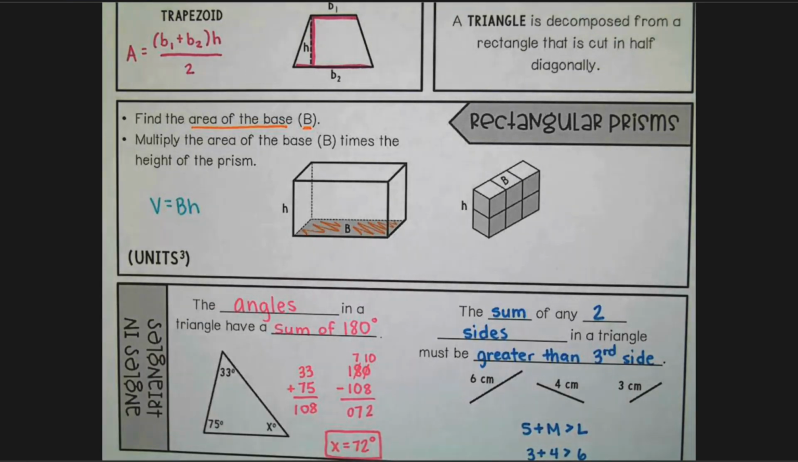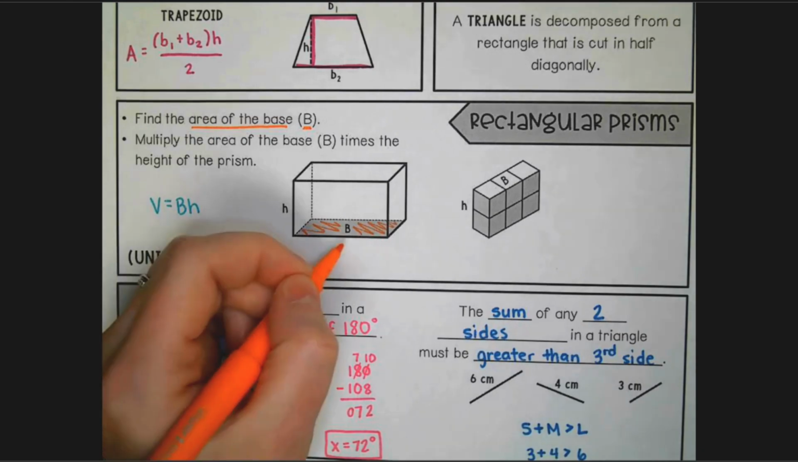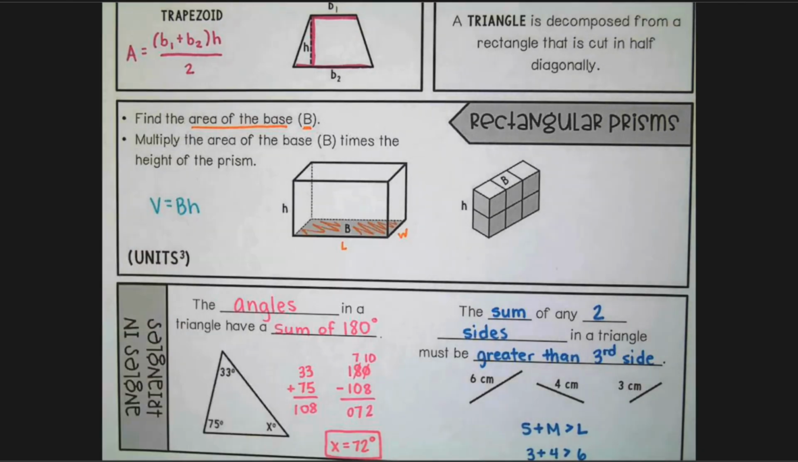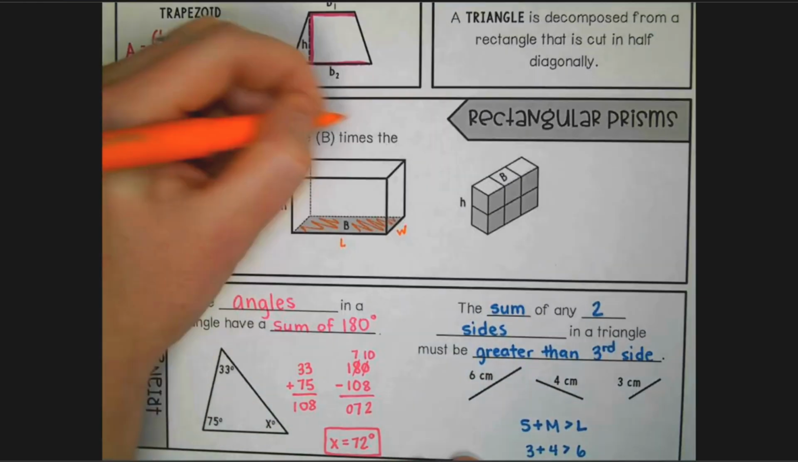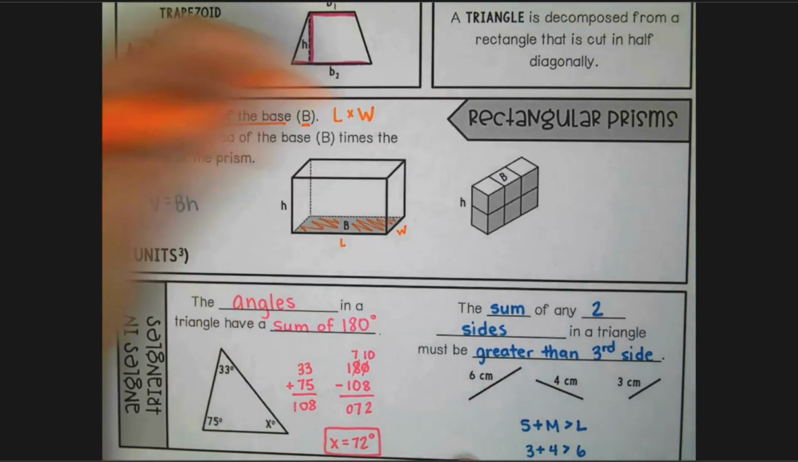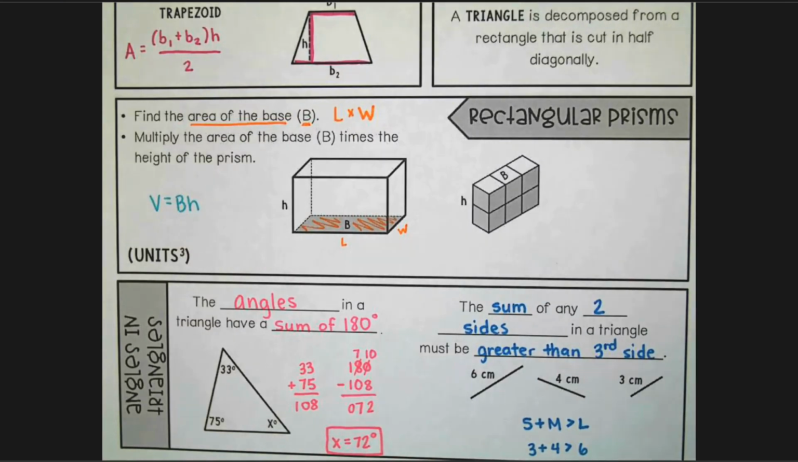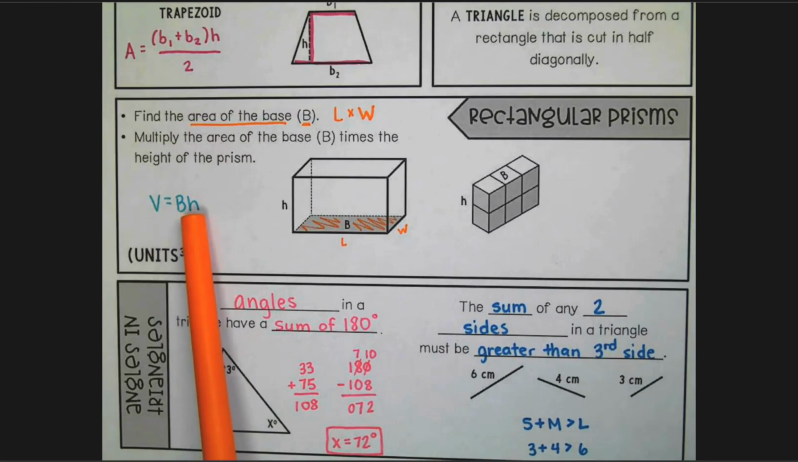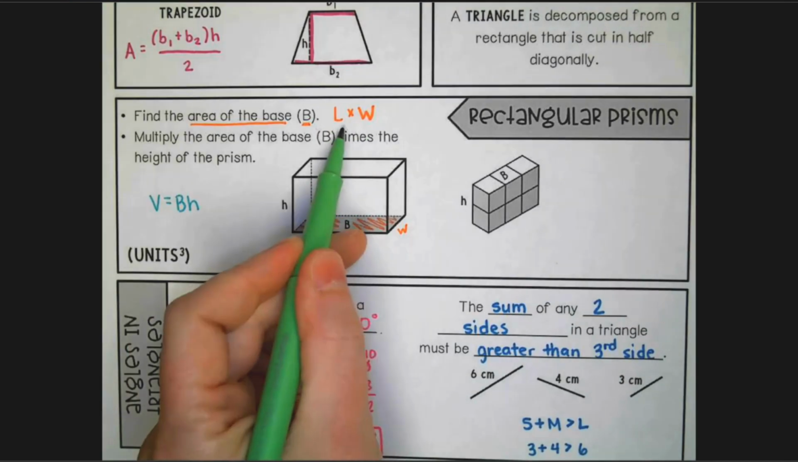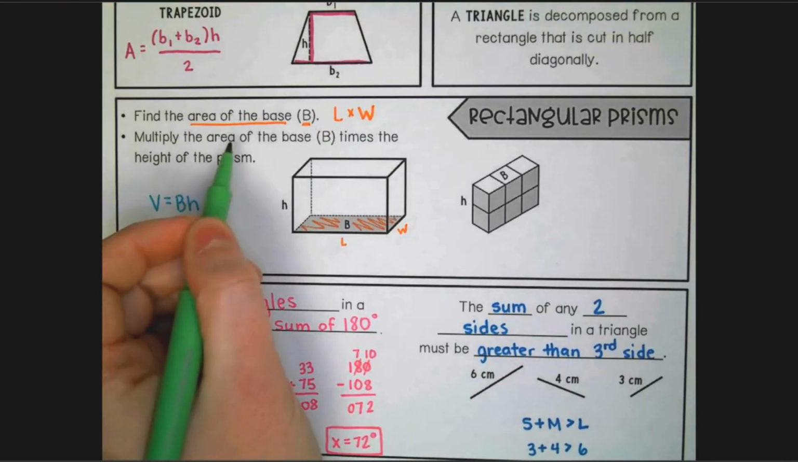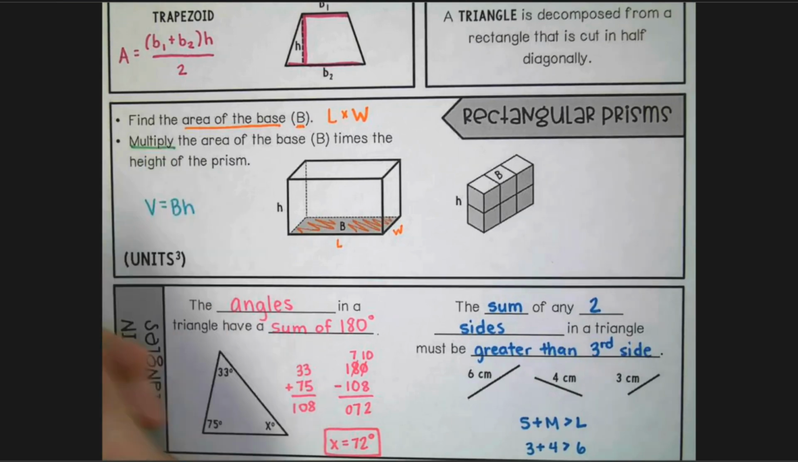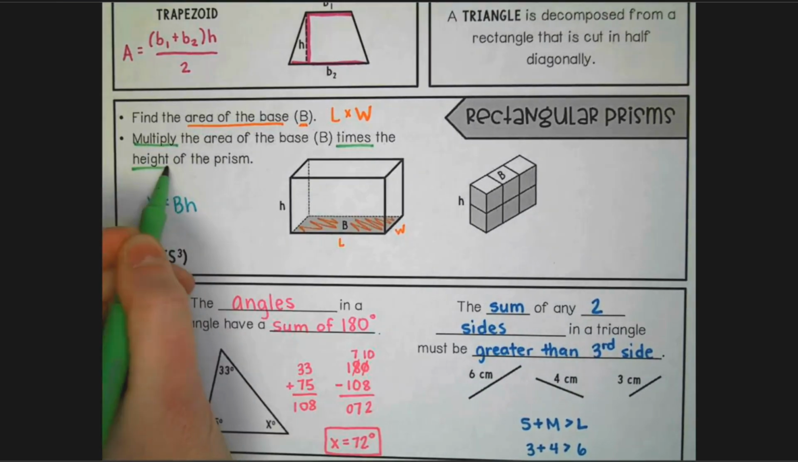So the base of this prism is a rectangle. And so we could find the area of that rectangle by multiplying the length times the width. So length times width can give us area of the base. But we're not done. So that's just big B. When big B is right next to the H, that means we multiply them. So whatever we get when we multiply the length and the width, we multiply that times the height. So here's the height.